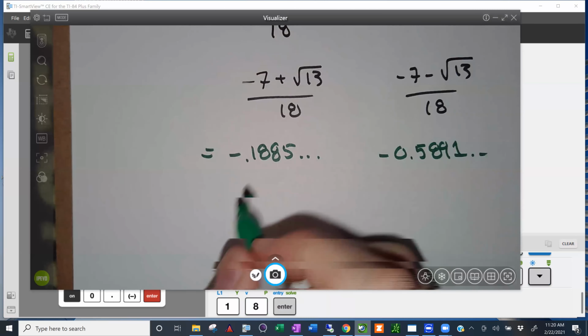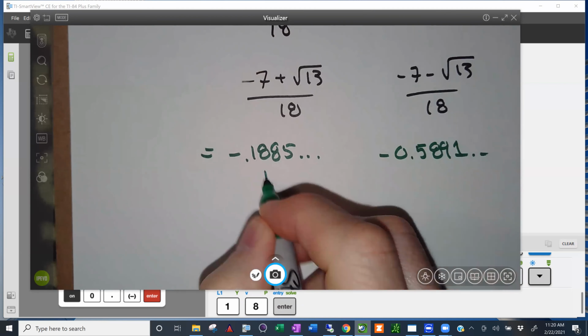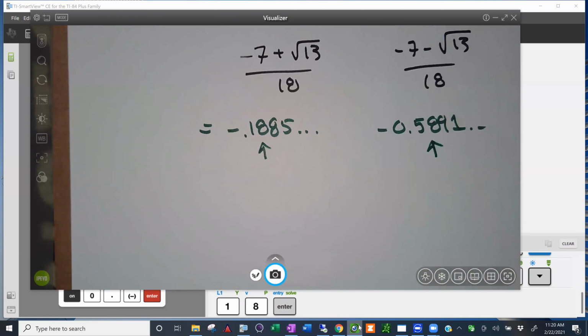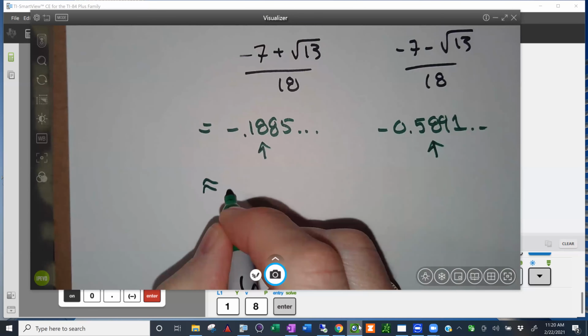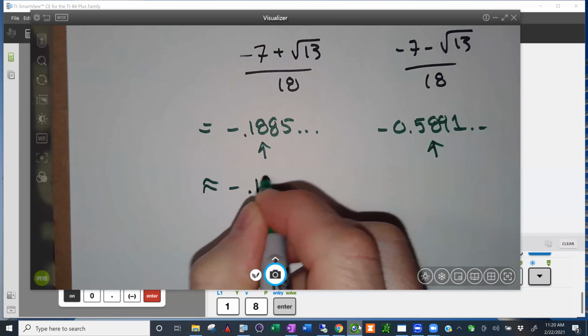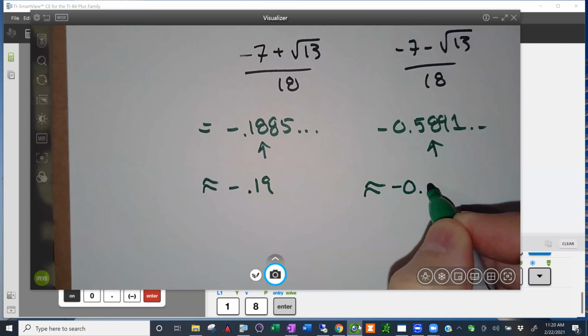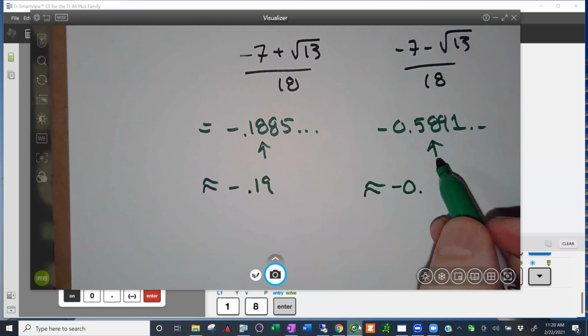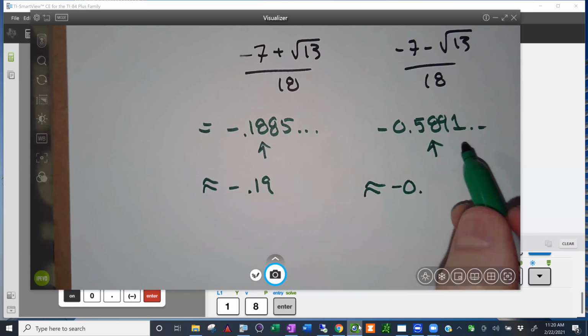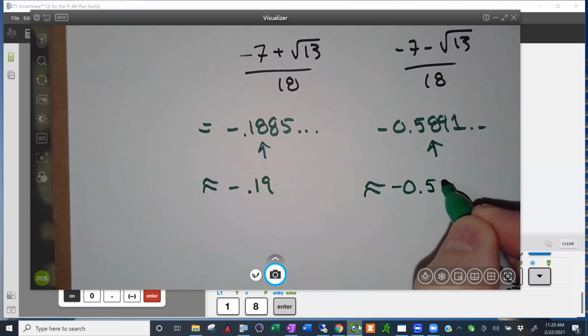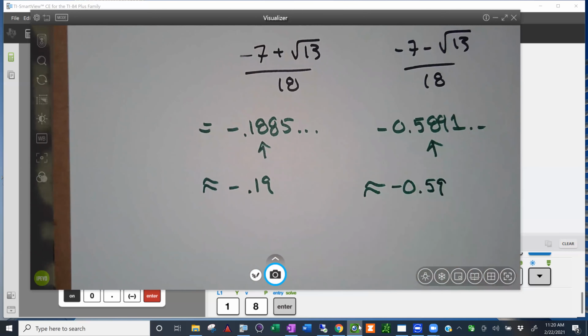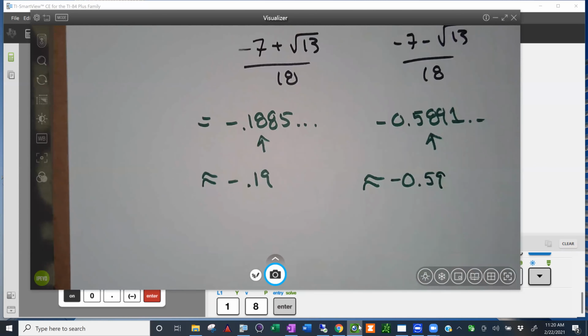Now keep in mind, these numbers go on forever, but you might be asked to round them. In this case, if we're rounding to the nearest hundredth, that'd be -0.19. What would this one round to? .5891. To the nearest hundredth place rounds to 0.60. Not quite. Or I'm sorry, 59. There you go, 59. Thank you. Okay, so that's just a little bit of work with things numerically.